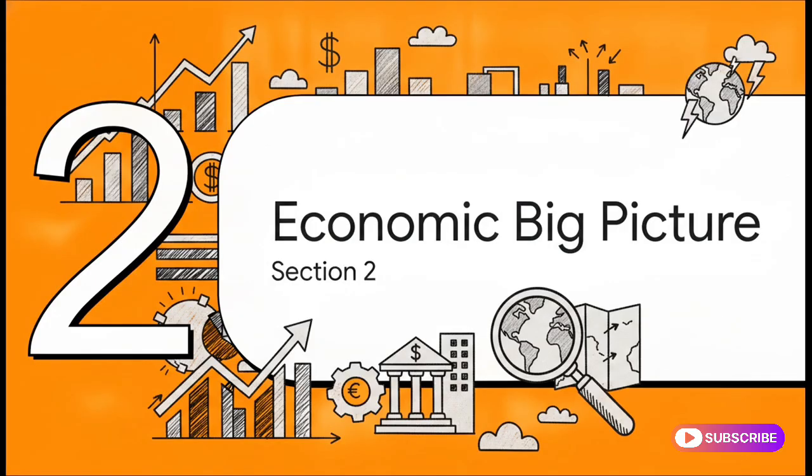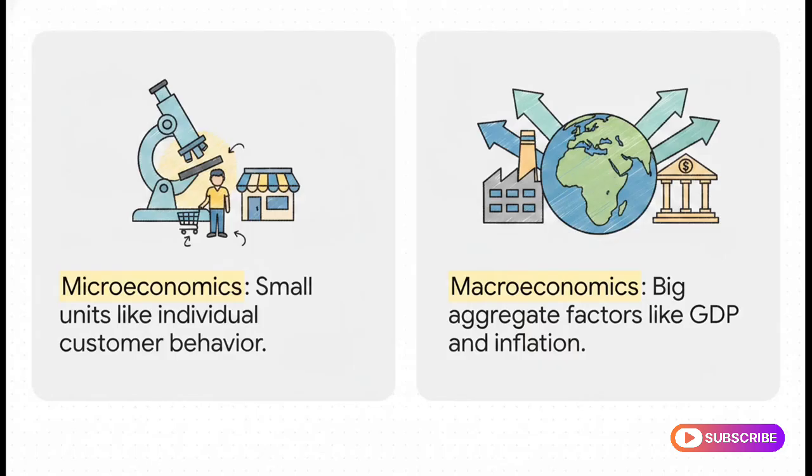Moving right along to Section 2, the economic big picture. Now that we know why they're hired, let's look at the broad economic landscape these analysts have to navigate. The really crucial point here is understanding the distinct difference between the two main economic lenses. On one side, we have microeconomics. This looks at small, individual units. Think of it like analyzing how a sudden interest rate hike affects one specific car dealership's sales, or just a single customer's buying behavior. But on the flip side, we have macroeconomics.